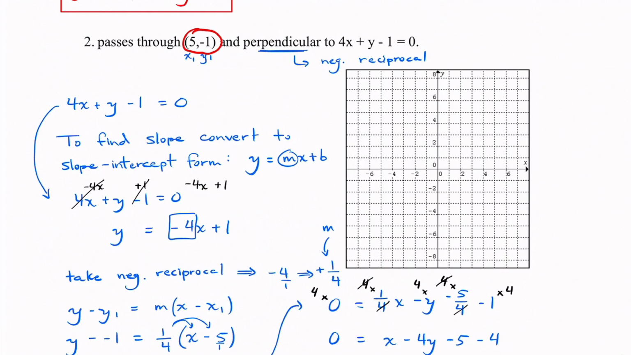And we also need another point, but we didn't have another point. Or we could also use the slope. And remember, our slope was right there. So we're going to first plot our point, and that was at 5 and -1. So I'm going to go over to 5, that's right here, and then down 1 because it's -1. So there's our first point.